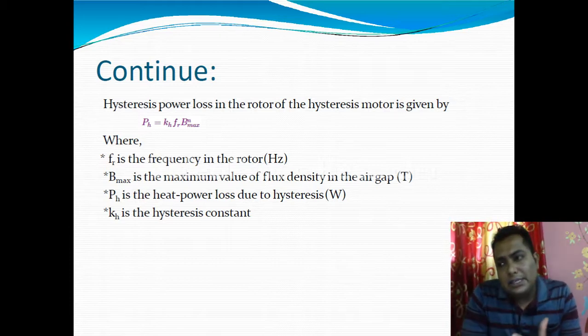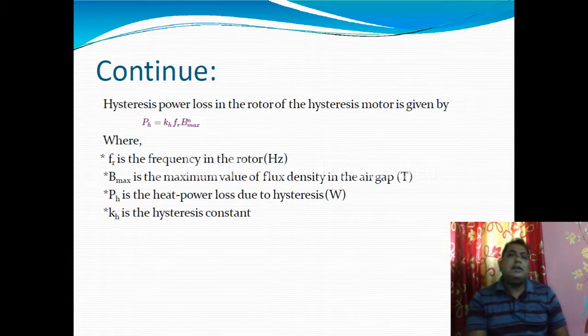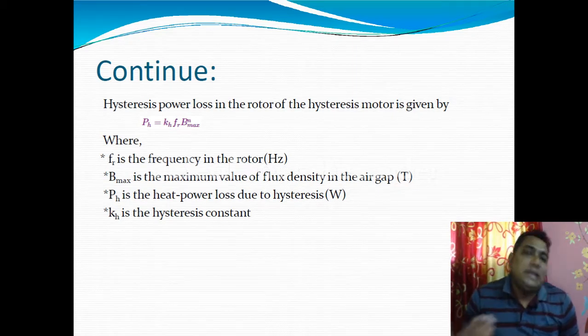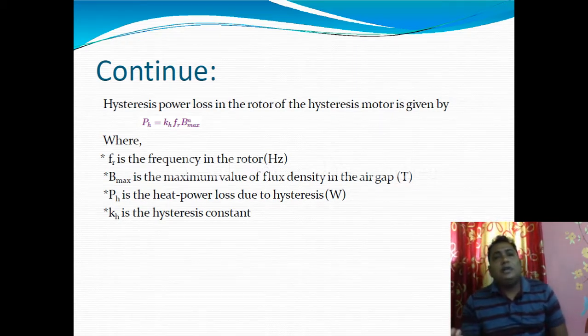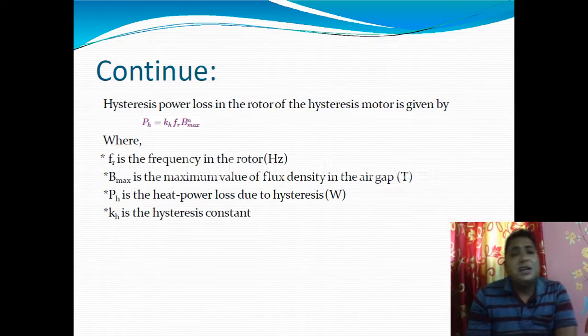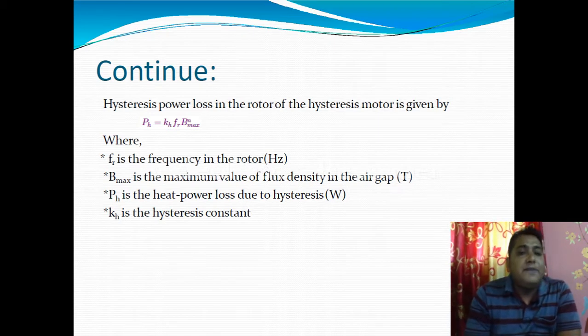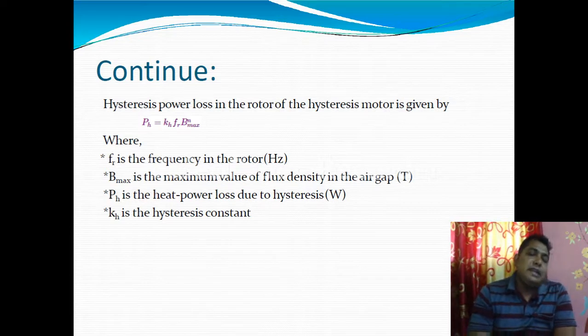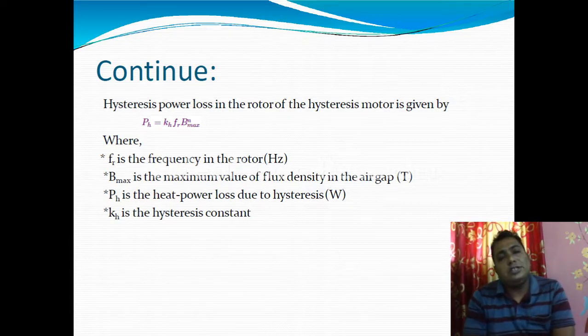That means when hysteresis loss is occurring, the motor is going to be heated. To find out that loss, we have the formula: Ph is equal to Kh Fr B max to the power n. Now the constant term, Kh, is the hysteresis constant.